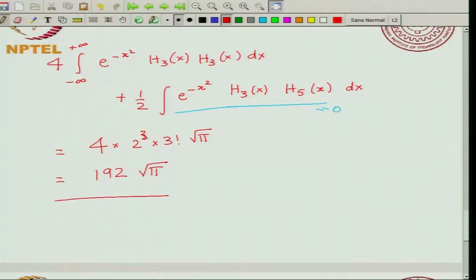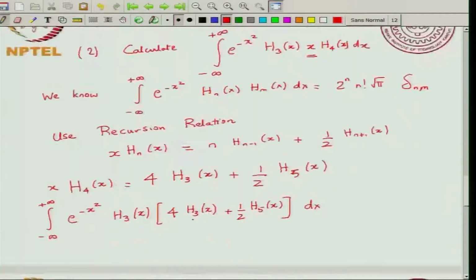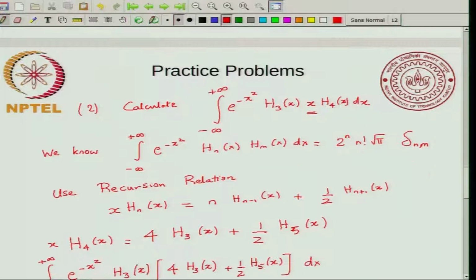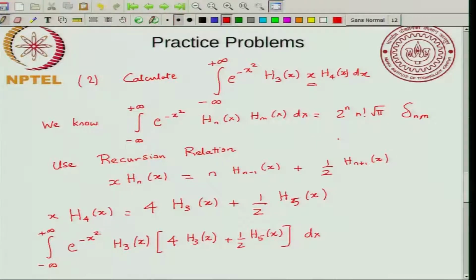Okay, so we started with an integral that looked like this, and you got a number out of this derivation. You got a final expression, you evaluated this integral. In order to evaluate that, you had to use this orthogonality relation. Now this orthogonality relation, I expect you to remember the constant factor. Similarly, it is also expected that you remember the recursion relation for Hermite polynomials, because this is a very important relation that appears in a lot of spectroscopy.